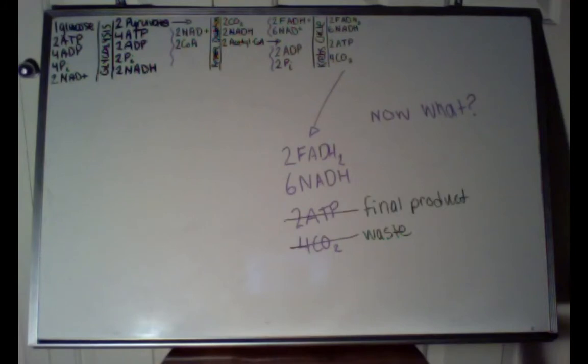Well, we've produced quite a bit of FADH2 and quite a bit of NADH, but not that much ATP. So here's what we have so far at the end of this step. But if we look, carbon dioxide is just a waste. It's just breathed out of our system. And then we have our ATP, but that is actually a final product, so we don't really need to use it as input anymore. So ultimately what we have is FADH2 and NADH.